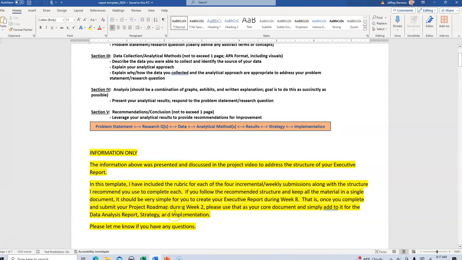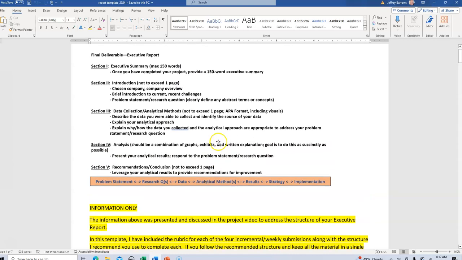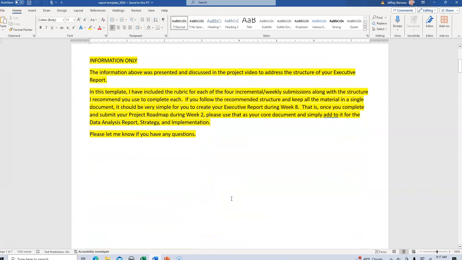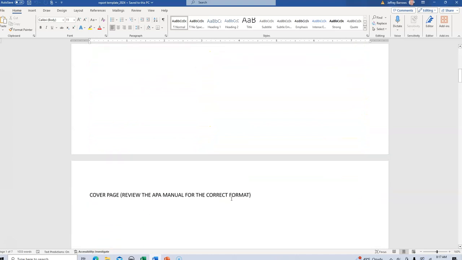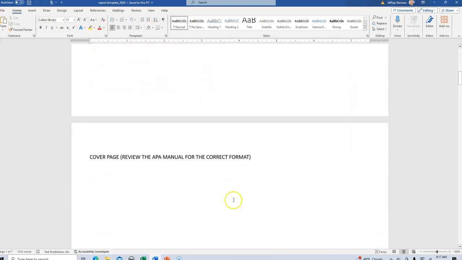I won't read this to you here, but this will remind you to take a good look at this, and you should be able to compile all 4 of the incremental submissions in one document, so that when you finish with the 4th submission, you'll have everything that you need in a single document, and then you can repackage it in this format for your executive report. So I hope this template makes things pretty simple to get to week 8.